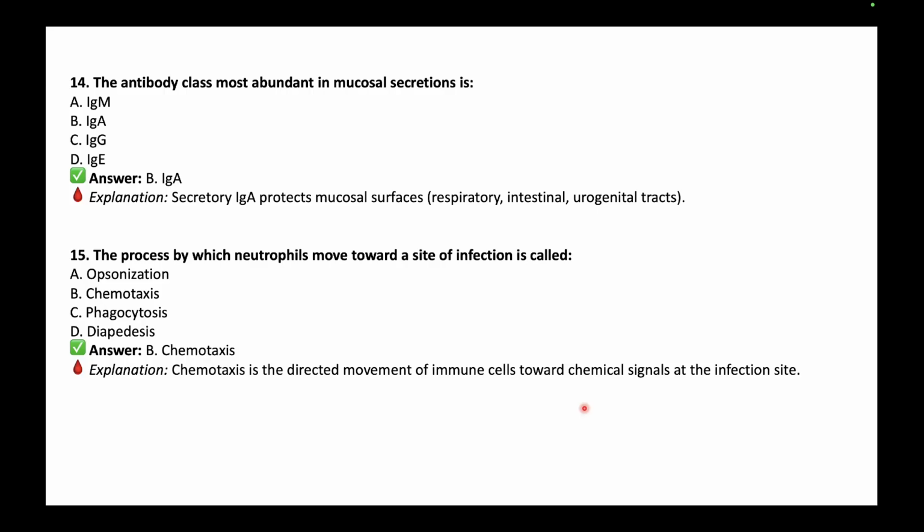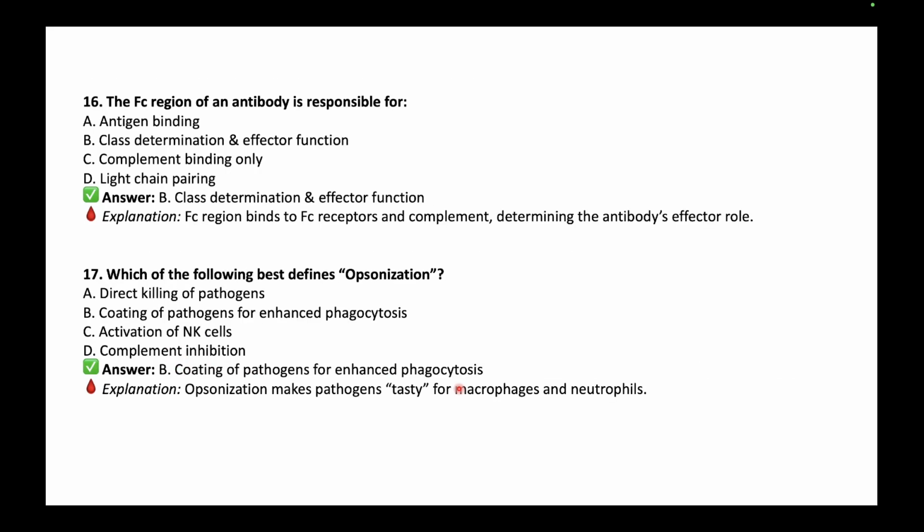Then the antibody class most abundant in the mucosal secretions is IgA. Okay, it is secretory IgA. It protects the mucosal surfaces: respiratory, intestinal, and urogenital tracts. The process by which neutrophils move towards the site of infection is called chemotaxis. It is the directed movement of immune cells towards a chemical signal at the infection site.